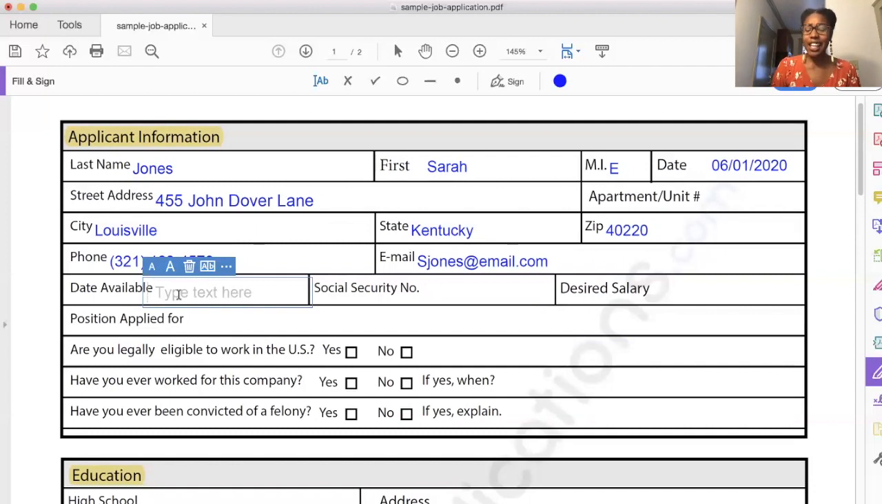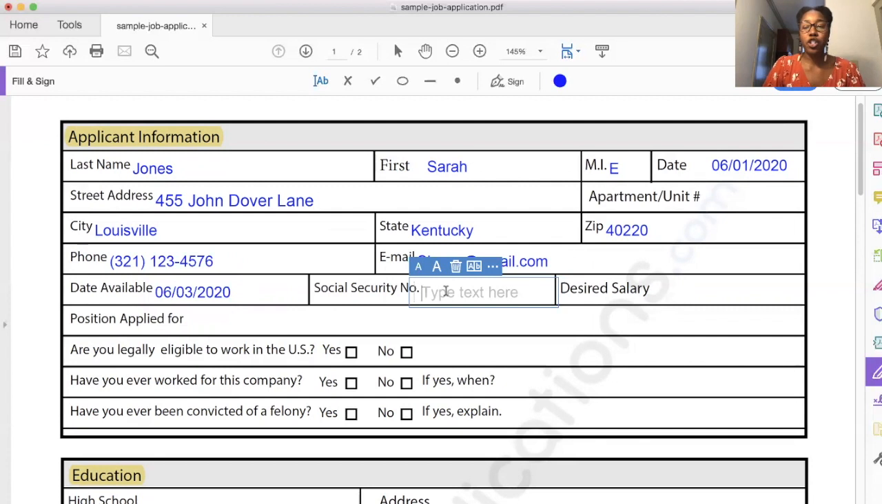If today is Monday, June 1st, 2020, what is the date for Wednesday? The 3rd. So it will be June 3rd, 2020.